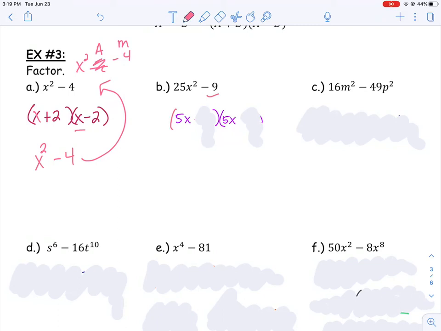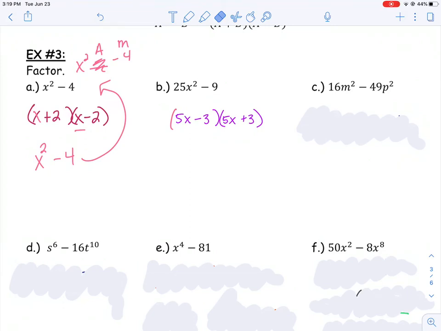What's the square root of 9? 3. So I can make one negative, one positive, and I've just factored it using a difference of squares. I have 2 binomial conjugates. You can double check by FOILing it out, but you should end up getting 25x squared minus 9.